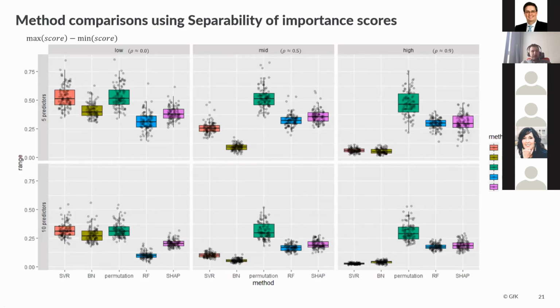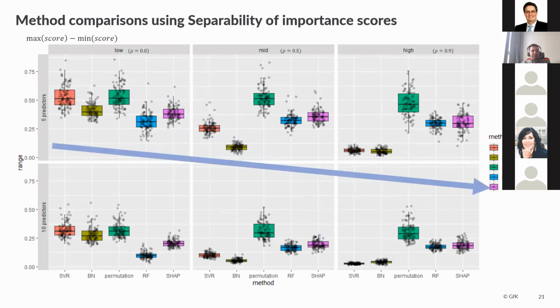We expect that the higher the collinearity, the smaller the range of the importance scores. It is connected with our belief that for highly correlated predictors, the difference between the importance scores should not be significant. It is difficult to distinguish them in such a situation. Only two methods meet our expectations. Shapley Value Regression and Bayesian Network behave intuitively.